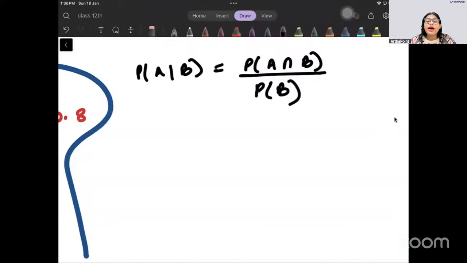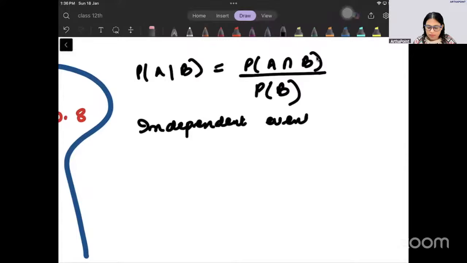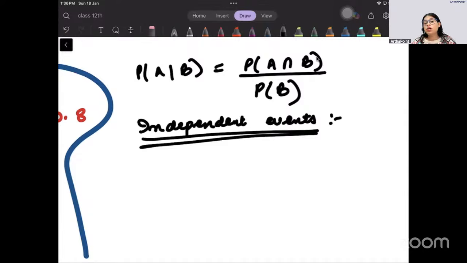ठीक है. अब in this I want to introduce a new term which is called independent events. Independent events are those events which are not affected by the occurrence of another. माने B के हो जाने से A को अगर फर्क ना पड़े, if A is unaffected after the occurrence of B, then A and B will be independent, right?